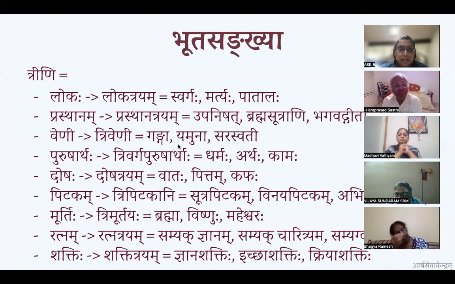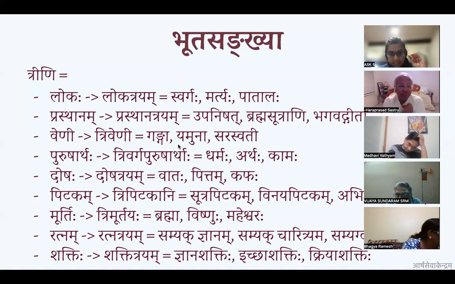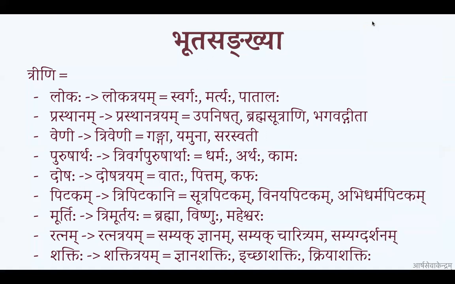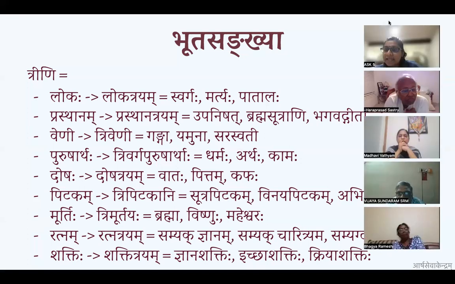For now, the main goal is that you have this understanding that these are used as threes. There are triplets here: Lokatrayam, Prasthanatrayam, Triveni, Trivarga Purusharthaha, Anantram Chatvaraha api santi, Doshatrayam, Tripitakani: Sutrapitakam, Vinaya Pitakam, and the last one, Abhidharma Pitakam. That is there in Buddhism. Okay, the Pitakani. So that is where that comes from.